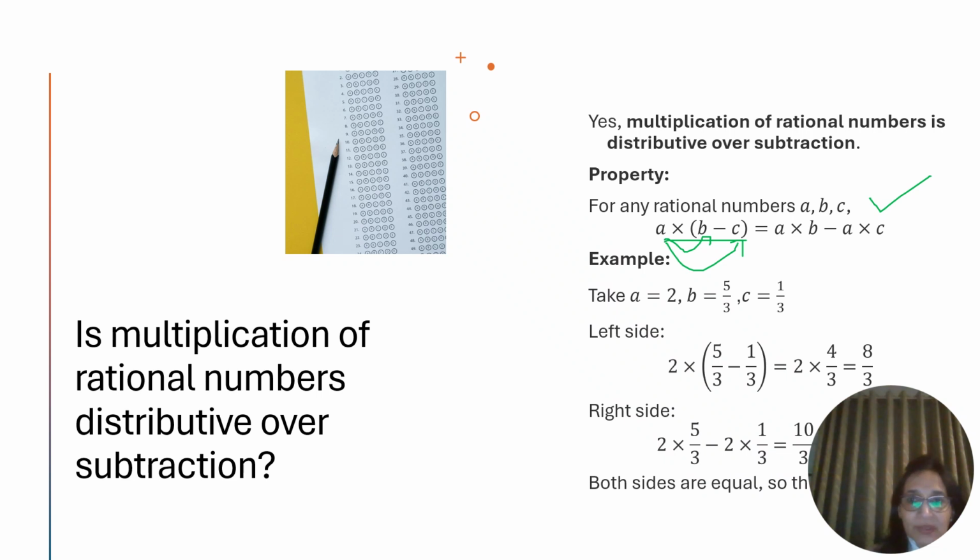Now let's take one example. So A is 2, B is 5 upon 3, C is 1 upon 3. So we substitute on the left side 2 into (5 upon 3 minus 1 upon 3). Now here, students, if you see, the denominators are same. So what do we do? 5 minus 1, which is 4, 4 upon 3. So 2 into 4 upon 3 will give you 8 upon 3. Likewise, for the RHS, that is the right side, if you substitute the values, you are going to get 8 upon 3. So both sides are equal. So once again, the multiplication of rational numbers is distributive over subtraction. Hope this question is clear to you.